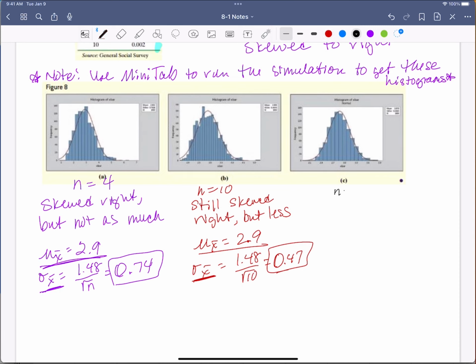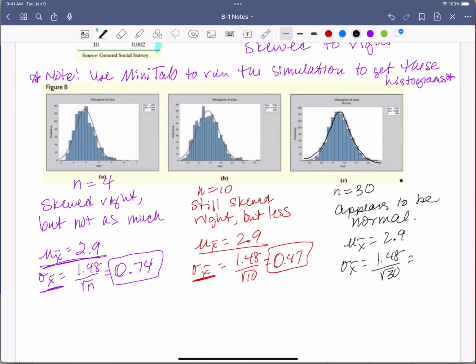Now what happens when n is equal to 30? We're starting to see this normal curve. This appears to be normal. My mean, still 2.9. My standard deviation, 1.48 divided by the square root of 30. Plug that in. What do you get? 0.27, right?